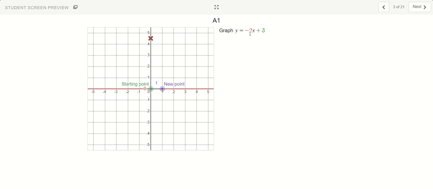Given these numbers, how can I graph my line? Notice the plus 3 right here, that's my starting point. So I'm going to move my green starting point to 3. My slope is negative 2, which means from my starting point, I'm going to go 2 spots down and then 1 spot over. There's an invisible 1 down here. Negative 2 over 1 is negative 2. So this is how I graph this line.